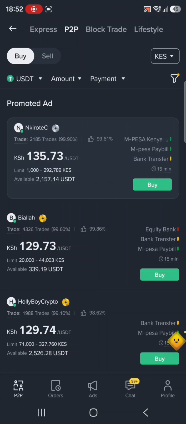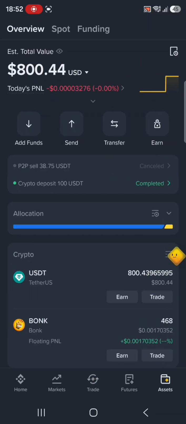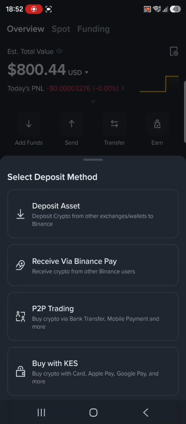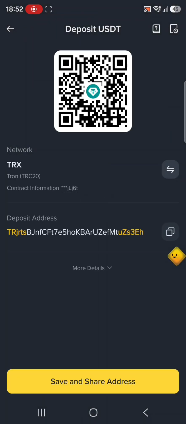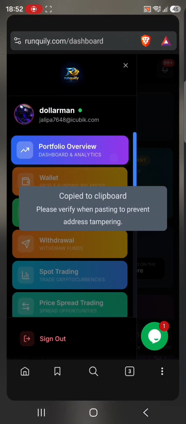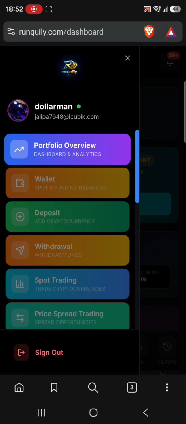So we are receiving our assets direct to a Binance account. We are buying low in Binance, selling high in Runquilly, but we receive our profits direct to Binance. So we don't do withdrawal because of the P2P fee. So just come to your Binance or Bybit or any other account, click on deposit, then you deposit assets, then you copy your address. Depending with the crypto you are trading, if it is BTC, make sure you copy BTC. If it is Ethereum you are trading, make sure you copy Ethereum.